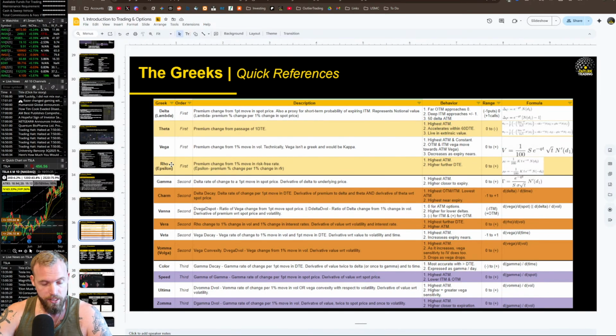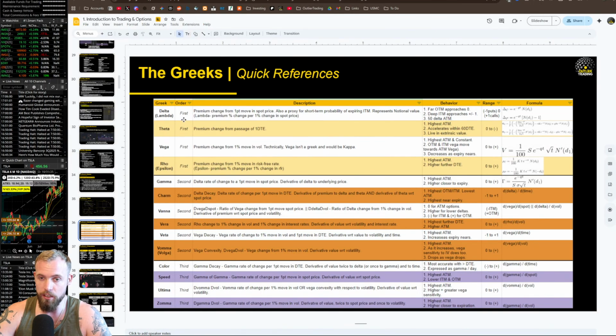The most important from this list, hands down, are delta, theta, vega, and then gamma. But notice how gamma is down here in the second order Greek bucket. The reason is because gamma is the only one of the primary Greeks that measures another Greek. For the first order Greeks, they all measure changes of price, premium, with respect to something else. So delta is change of premium per 1 point move in an underlying. Theta, passage of 1 day. Vega, premium change from a 1% move in vol.